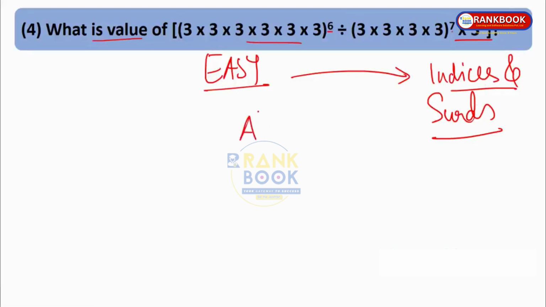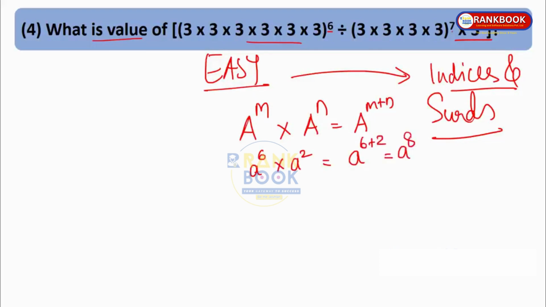Say we have a raised to m and then we multiply it with a raised to n. Then the answer for this would be very easy: a raised to m plus n. So if we have, say, a raised to 6 multiplied by a raised to 2, it would be a raised to 6 plus 2, equal to a raised to 8.